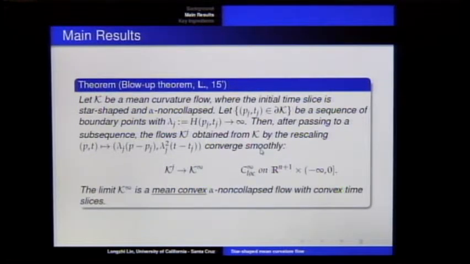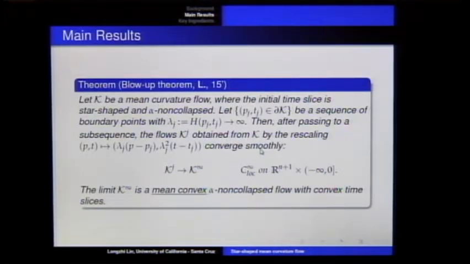All right. So here's the blow-up theorem. If you blow up at a scale of the mean curvature, then by the local curvature estimates, you see that you have smooth convergence. If you do a parabolic rescaling, you have a smooth convergence, and it actually converges to a mean convex alpha non-collapsed flow.